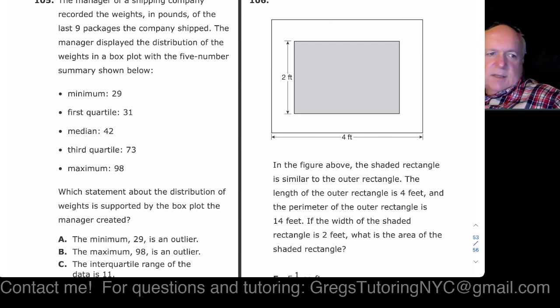So it says the manager of a shipping company records the weights in pounds of the last 9 packages of a shipping company. The manager displays the distribution, right? Because that's what a box plot shows us, the distribution of the weights in the box plot with the 5-number summary below. So they're going to give us the min, the max, all this other stuff. So I'm going to set that up here. So this is going to be my min. My max I'm going to put over here. All right, so I'm going to check them off as I do them. My minimum is 29. Okay, my max is over here. That's 98.